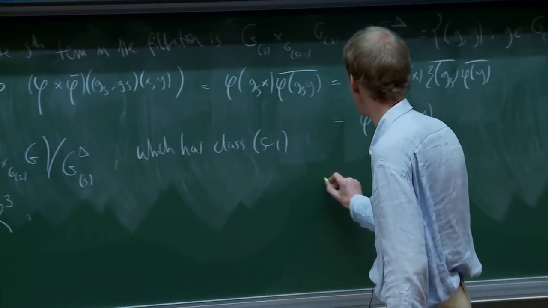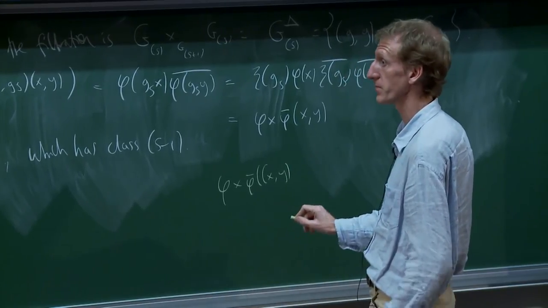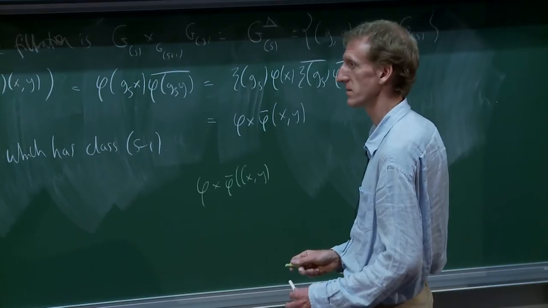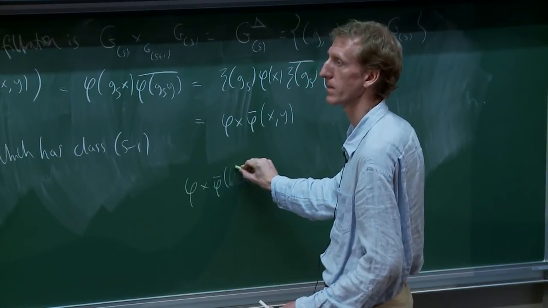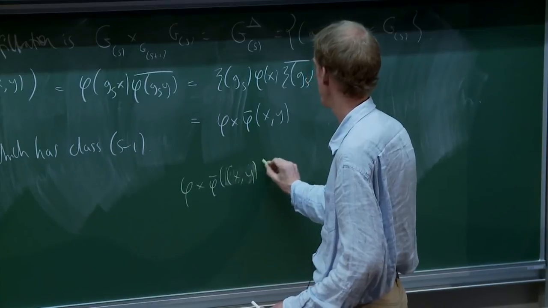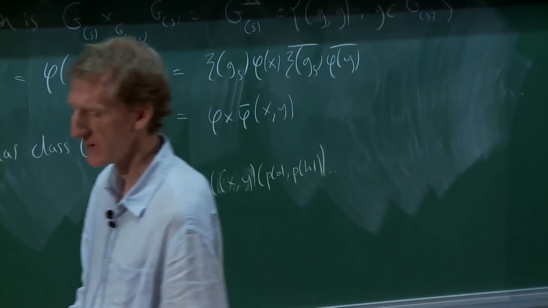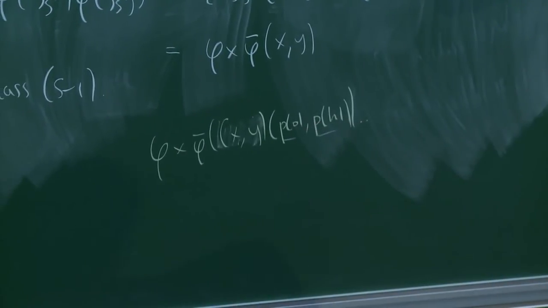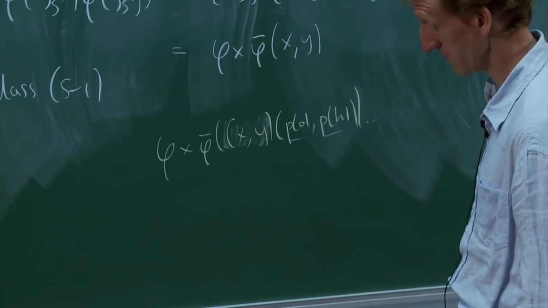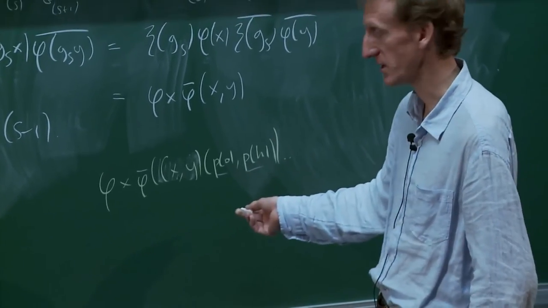I'd in fact need to instead consider phi cross phi bar of x, y times p naught, p h inverse. So maybe I should have said that, but it makes the notation worse. But the problem is that no one said that these p naught and p h are in any way nicely bounded. And there's no right invariance of the Sobolev norms that I used last time.